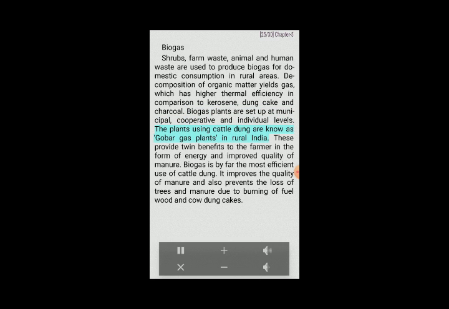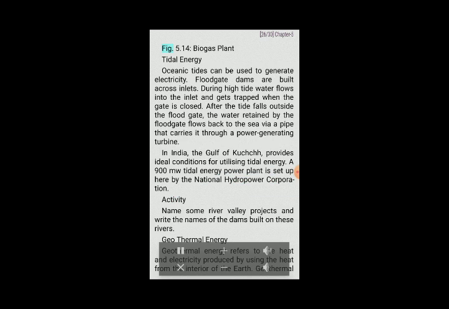The plants using cattle dung are known as gobar gas plants in rural India. These provide twin benefits to the farmer in the form of energy and improved quality of manure. Biogas is by far the most efficient use of cattle dung. It improves the quality of manure and also prevents the loss of trees and manure due to burning of fuel wood and cow dung cakes. Fig. 5.14. Biogas plant.